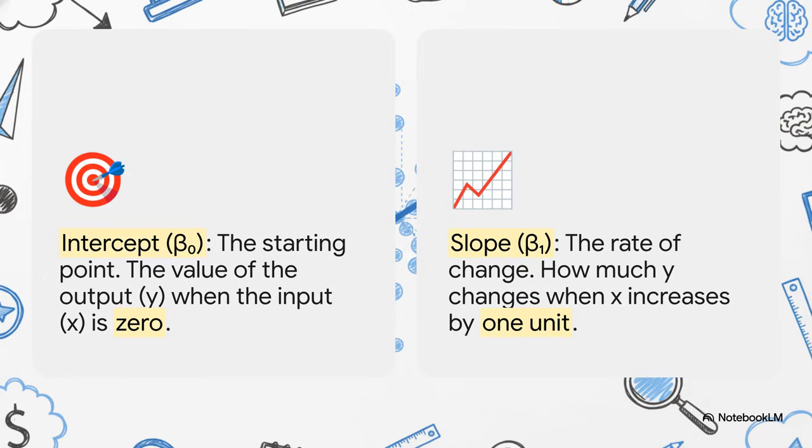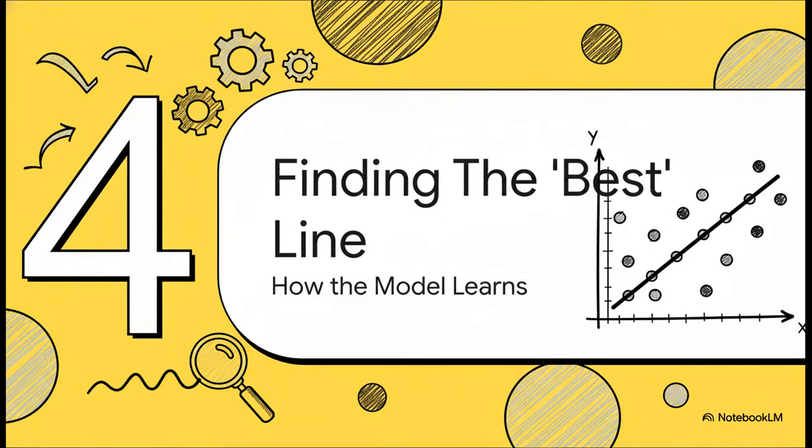The slope, on the other hand, well, that's the engine. That's the part that does all the work. It's the number that says, okay, for every 1 unit bigger you make the house, you add this much to the price. So here's the million-dollar question. How does the computer find the perfect values for that base price and that price per square foot?